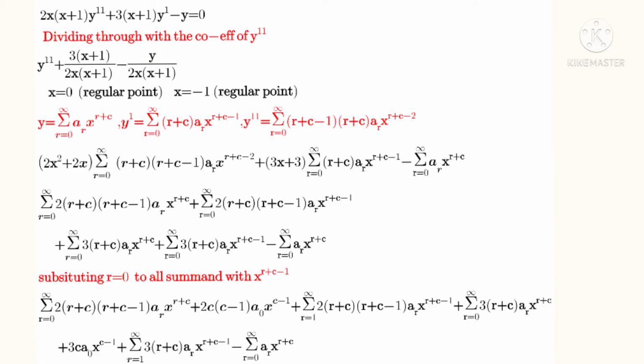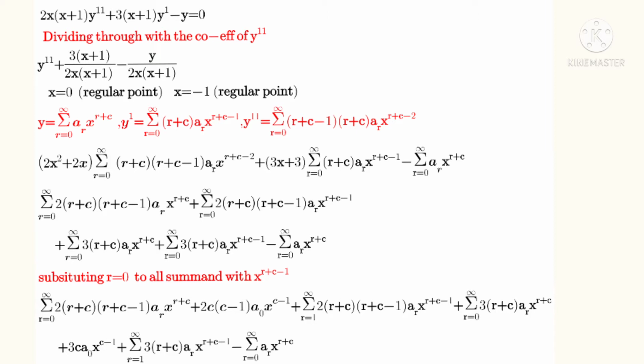Alright, guys. So we'll be taking some examples on the Frobenius method. The Frobenius method is also known as the indicial root. So when we divide through by the coefficient of the second derivative, we have the expression given there. So to have our regular point, we put the denominator of y to 0.